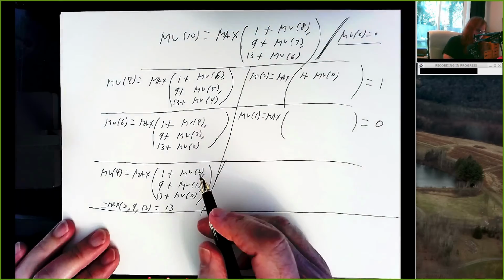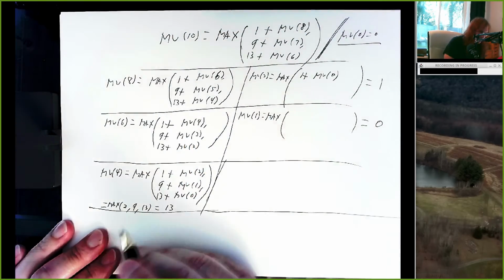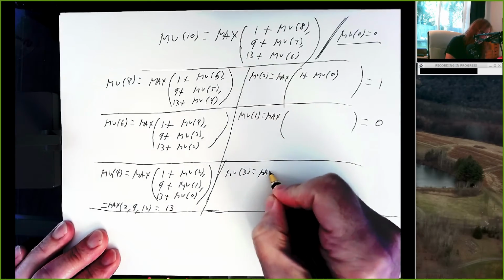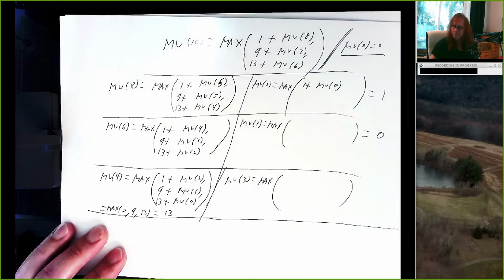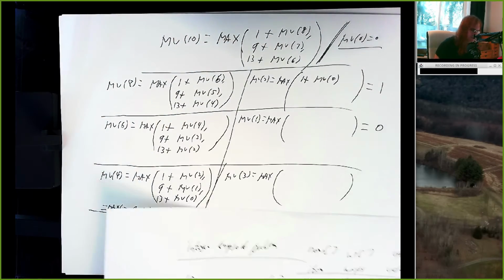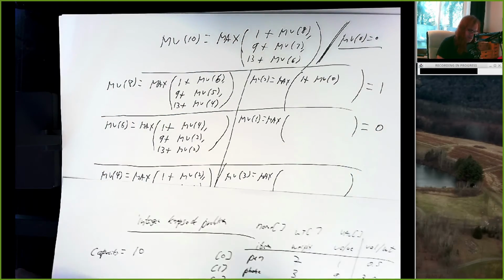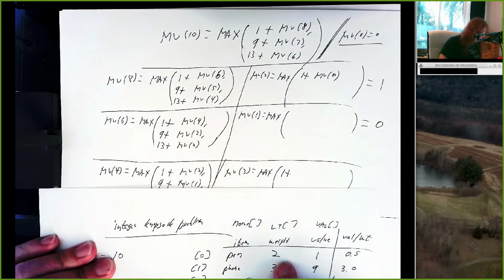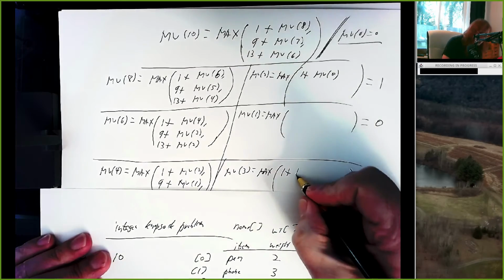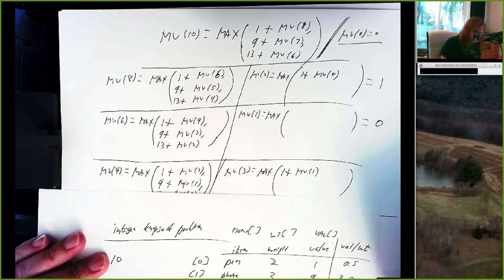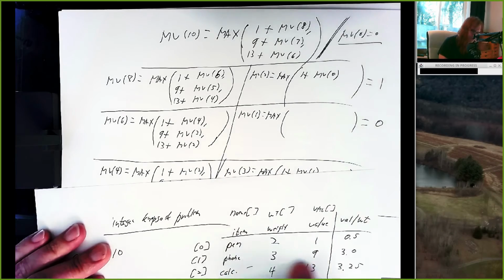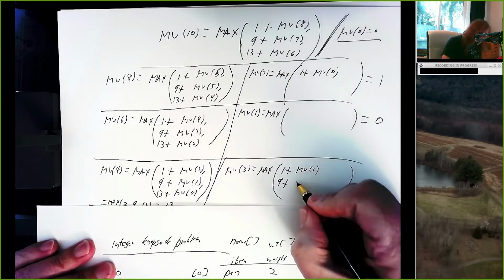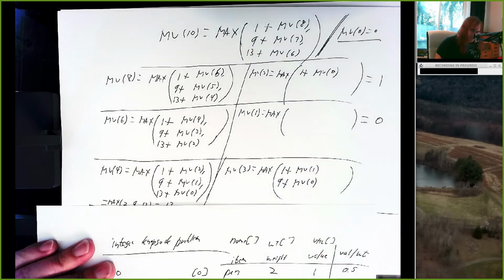Well, we still need to find max val of 3. So let's do that. And I think this is the last one we have to do for a little bit. So max val of 3, if we start off with a pen, that's worth 1. It weighs 2 pounds. It leaves us with 1 pound of capacity. Or we could start off with a phone, which is worth 9. Weighs 3 pounds, leaves us with a max val of 0.